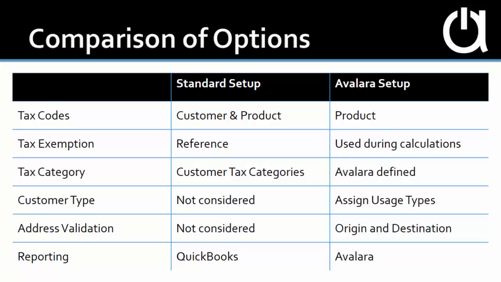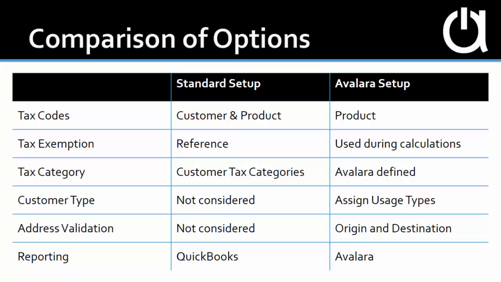So if you work with customers who are always or partially exempt, you can assign usage codes to the customer type portion of configuration management when using the Avalara service. These codes come from Avalara, and we have a list of them linked on our help site. For the standard setup, customer type is not considered. It's really just something that you can use for reporting within QuickBooks. It's not linked to sales tax at all.